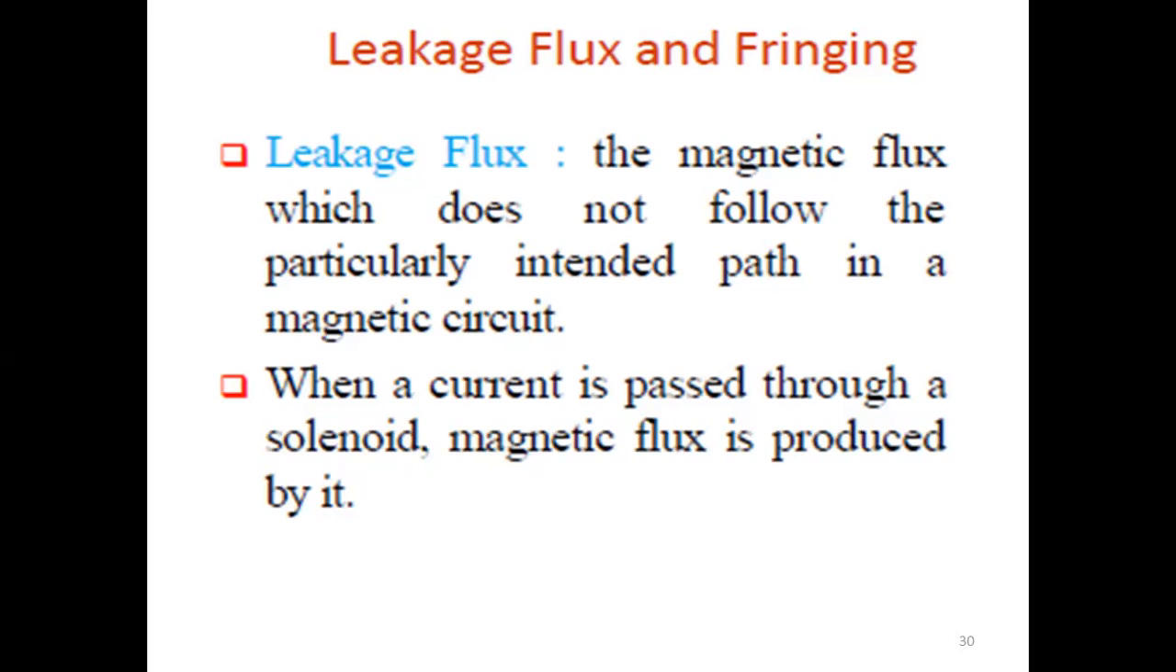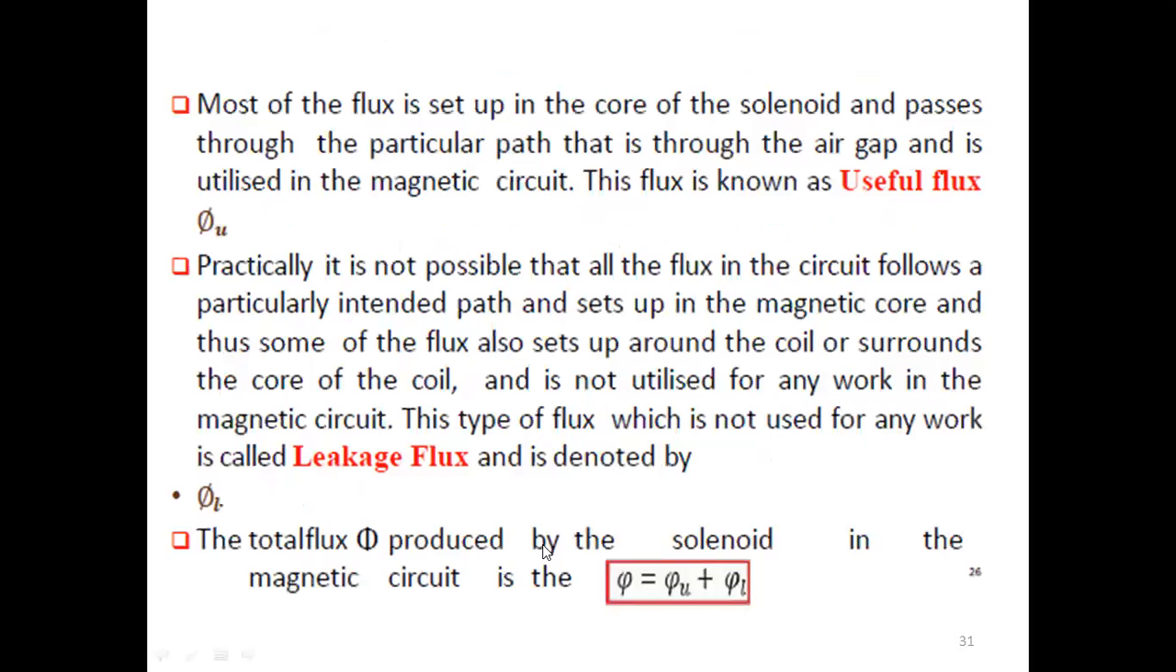Next line. When a current is passed through a solenoid, comma, magnetic flux is produced by it. Full stop.